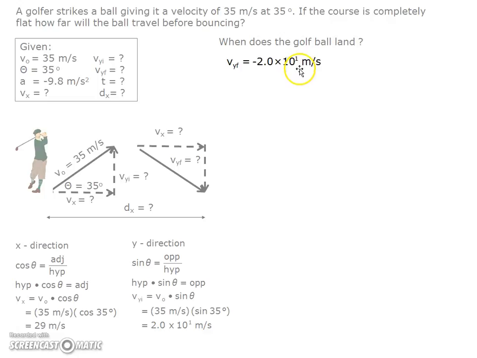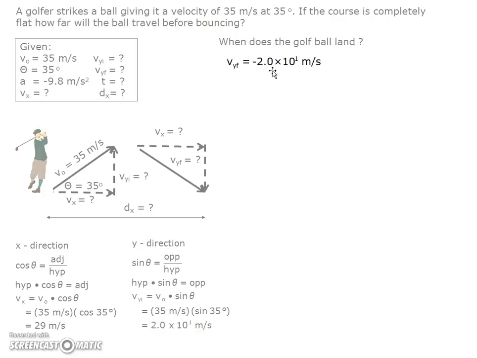And now that we have Vy initial, Vy final will be the same value when the ball lands, except it will be in the down direction, so it will be negative.